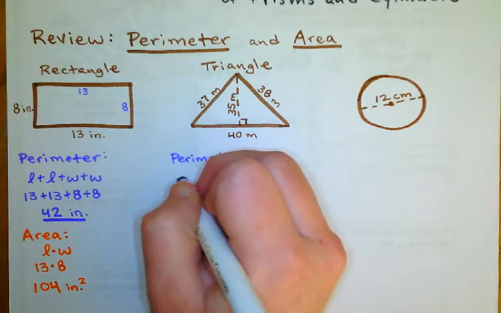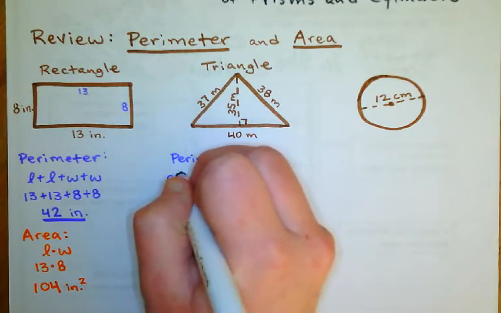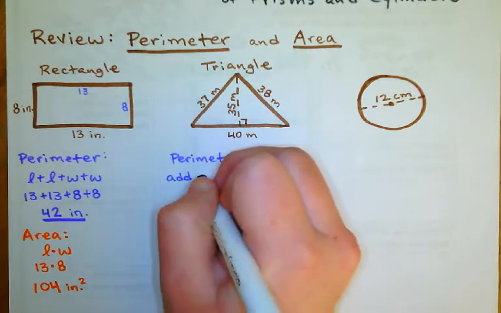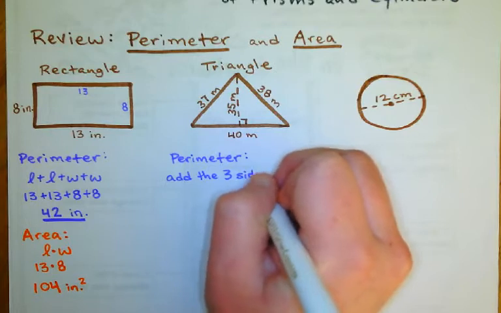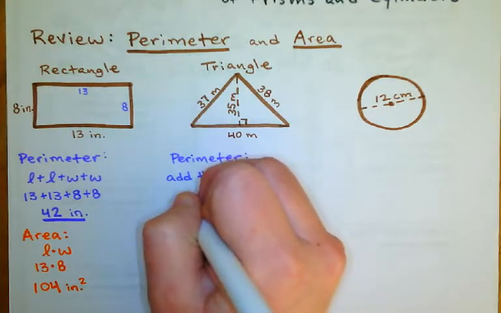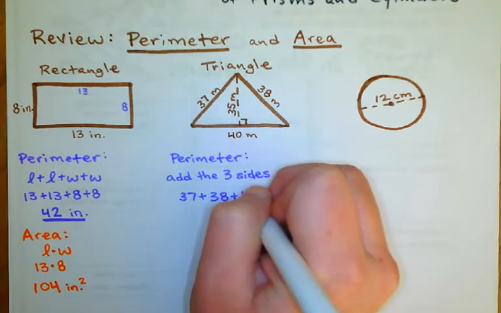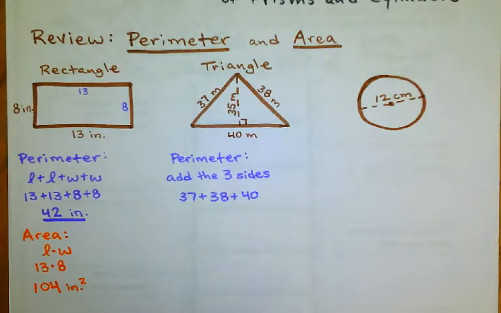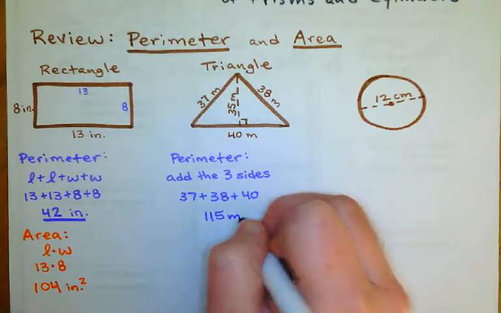Alright? So we're going to add the 3 sides, because a triangle has 3 sides. So we're going to take 37 plus 38 plus 40, and the perimeter of this triangle is 115 meters.